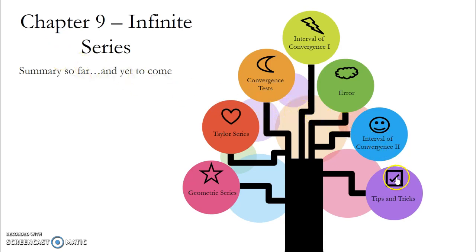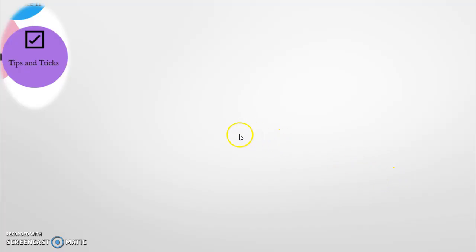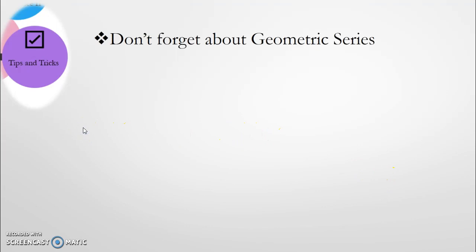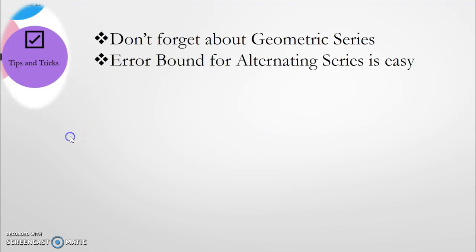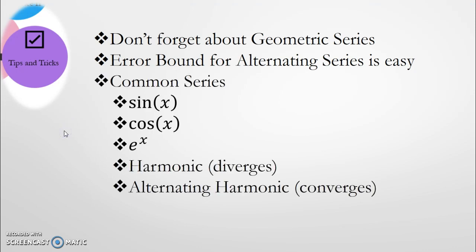And then some tips and tricks that I've noticed about Chapter 9 on the AP test. First of all, don't forget about geometric series. They're the easy ones, so hope that you see some of those. Remember that the error bound for alternating series is easy, so if they're asking you for error, check first that it's alternating before you start doing Lagrange error. Make sure you have the common series memorized, like sine of x, cosine of x, and e to the x. And then two series that just come up a lot on the AP test are harmonic and alternating harmonic.